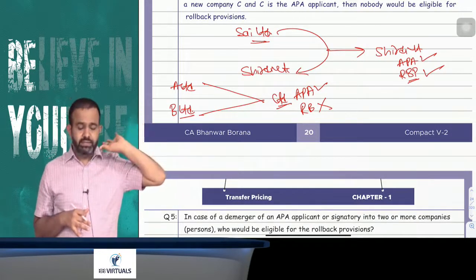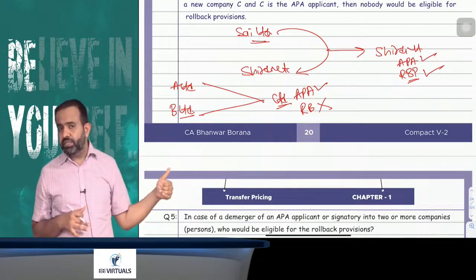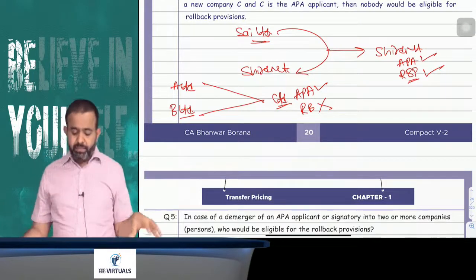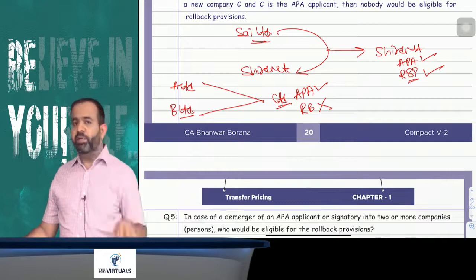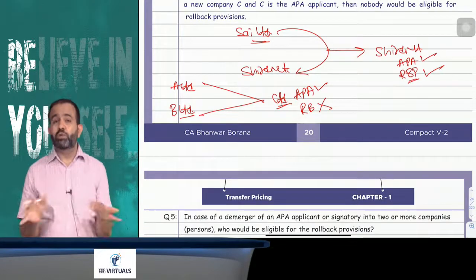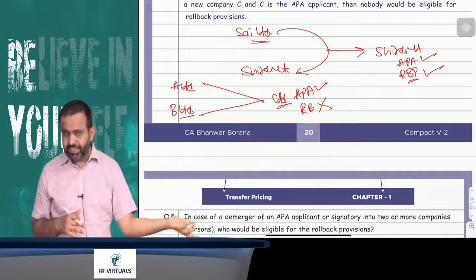not in existence. Earlier A and B company was there. So here C Limited can apply for APPA, but rollback is not applicable. Rollback is not possible because earlier C Limited was not in existence. You got my point or not?